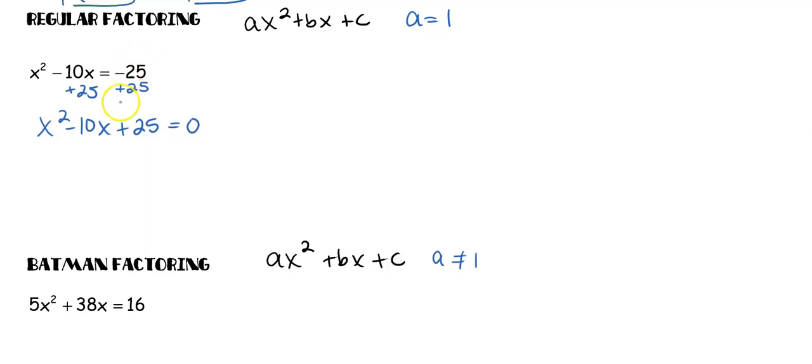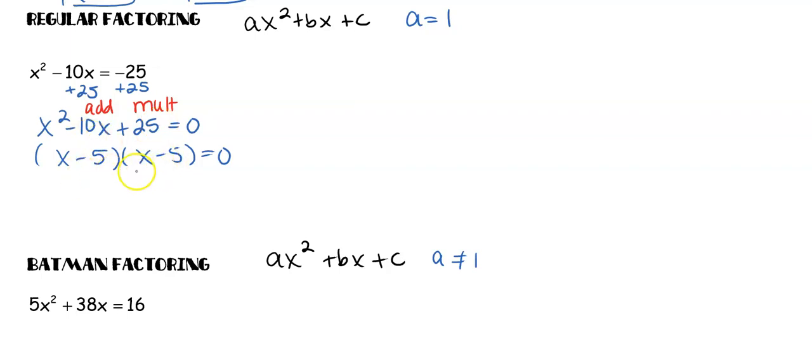So if at any time it's not set equal to 0, you're going to move it all over so that it is set equal to 0. For regular factoring, you're looking for two things to multiply to the outside and then add to the middle. So the two numbers that are going to multiply to a positive 25 but add to a negative 10 are a negative 5 and a negative 5. Negative 5 times a negative 5 is a positive 25. A negative 5 plus a negative 5 is a negative 10.